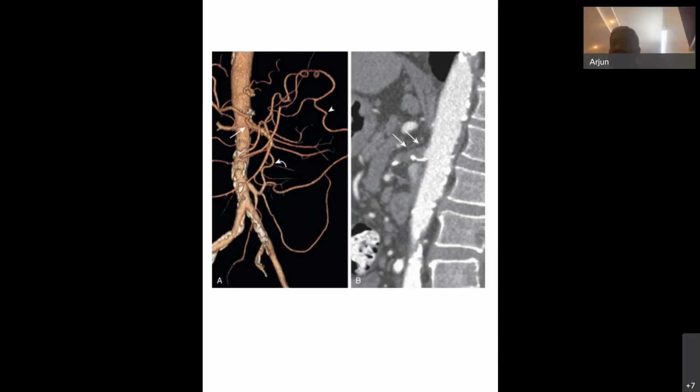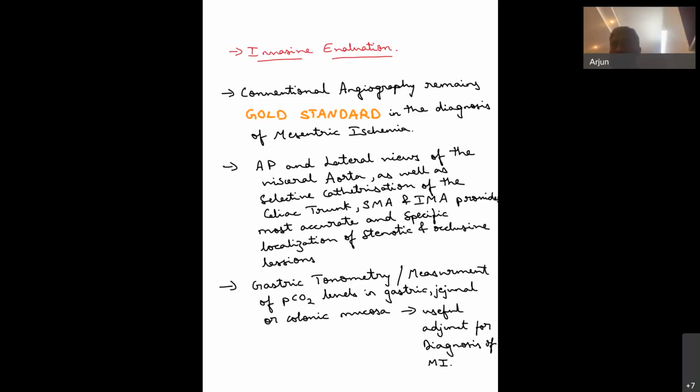lateral views are used for the identification of the aorta, celiac trunk, SMA, and IMA. Basically, the two main views are AP and lateral. For identifying celiac trunk and SMA, lateral views are most commonly used, and for IMA, we use a 15-degree angle left oblique view.